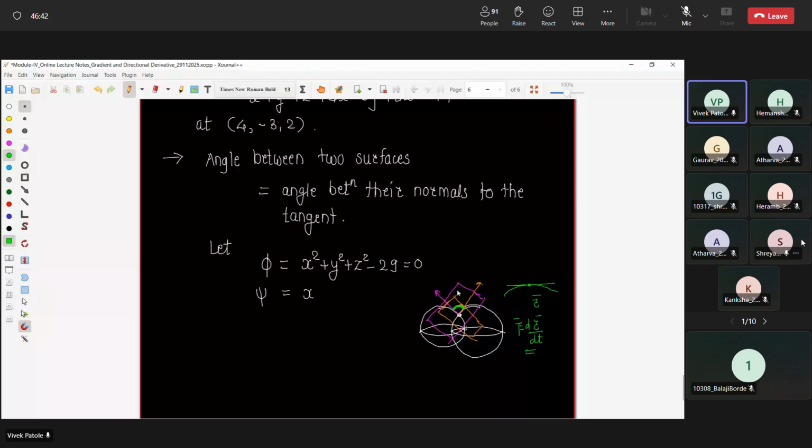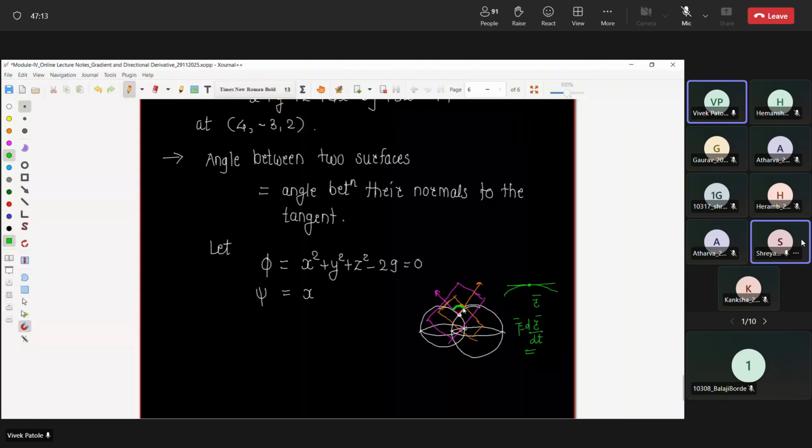We need to consider the tangent plane. So basically we are trying to obtain the angle between tangent planes. But again, a plane has an equation, it is not a vector. So to obtain the angle between tangent planes, we obtain the angle between normals to those tangent planes, and ultimately it will give us the angle between those two surfaces. Is it okay now? Understood. Thank you.